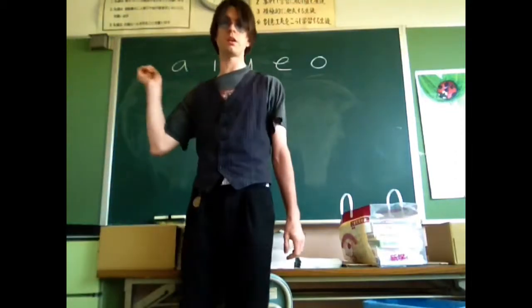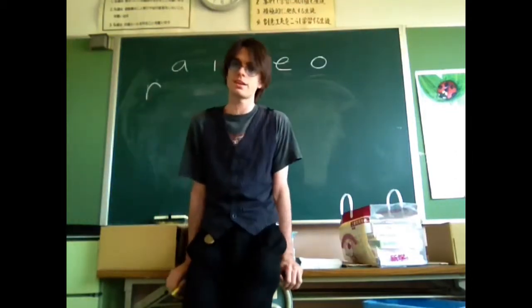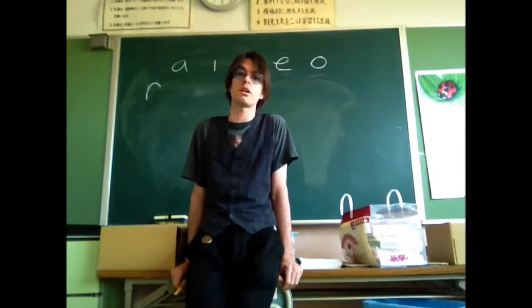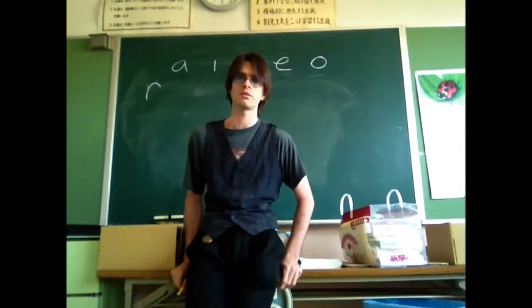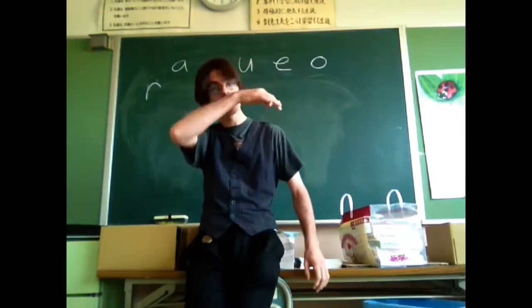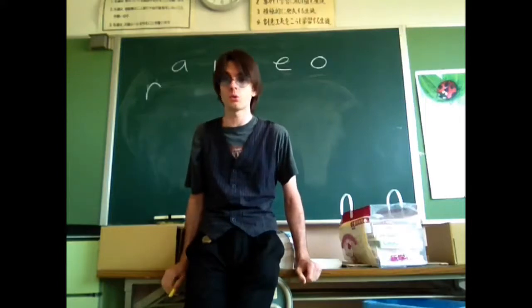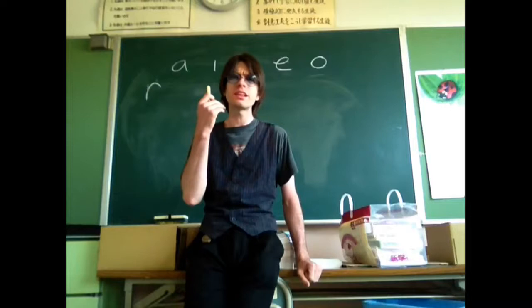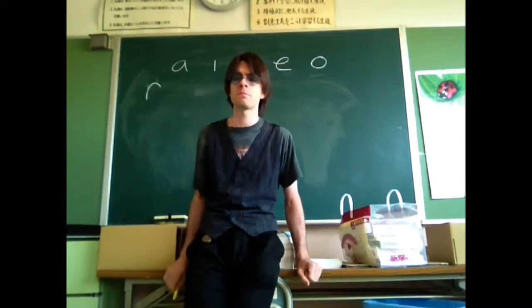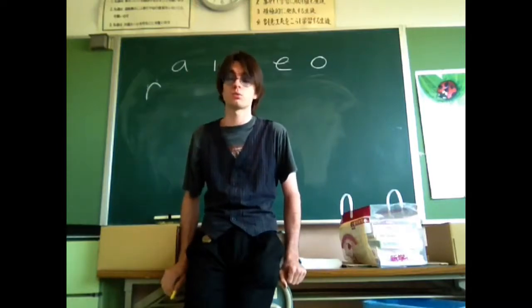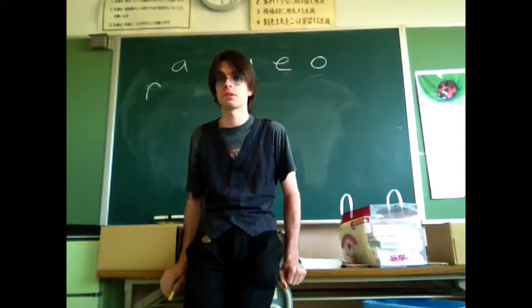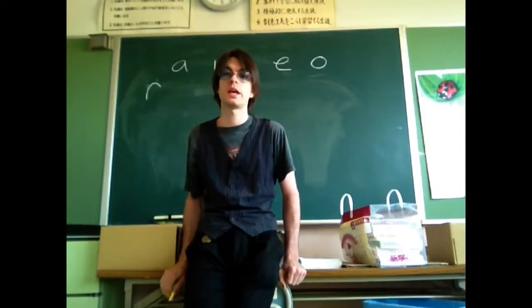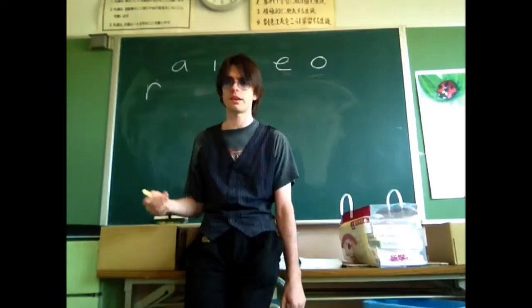Alright, let's go on to the R column. It's not really an R column, it's like a mixture between the R sound and the D sound in English. So instead of saying ra, ri, ru, re, and ro, you're doing like a little tongue flick kind of thing. So it's not ra, it's da, di, du, de, and do. It's almost a D sound, honestly.